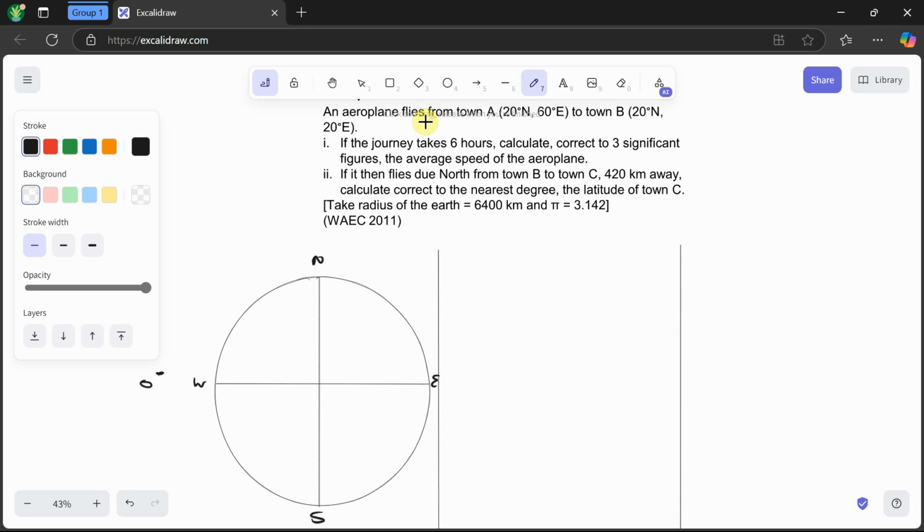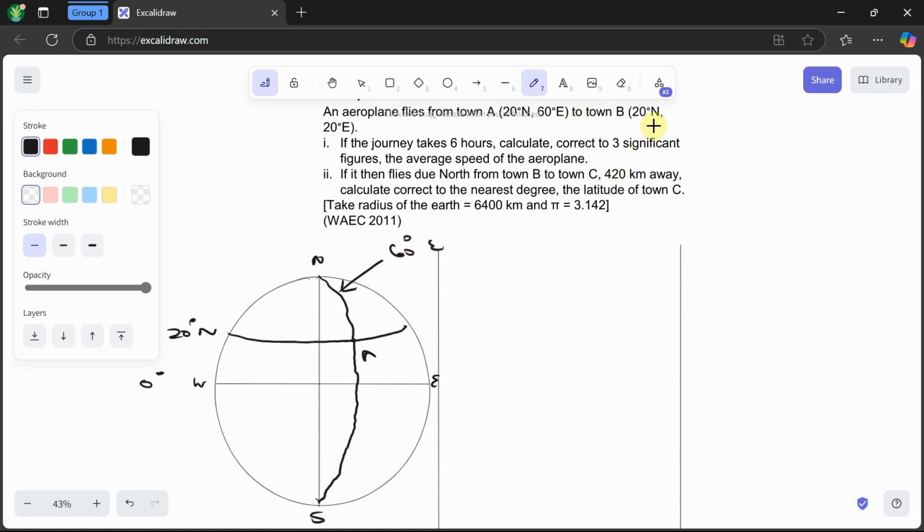So it says that it flies from town A, 20 degrees north. This is 0 to 90, so 20 degrees should be somewhere here approximately. So this is 20 degrees north and 60 degrees east. So 0 to 90, 0 to 180, so 60 degrees should be, I'll just make it large. Great. So this is point A, these 60 degrees east.